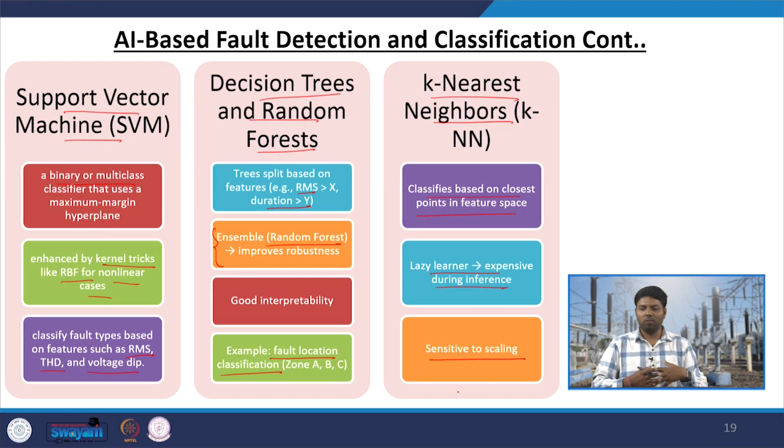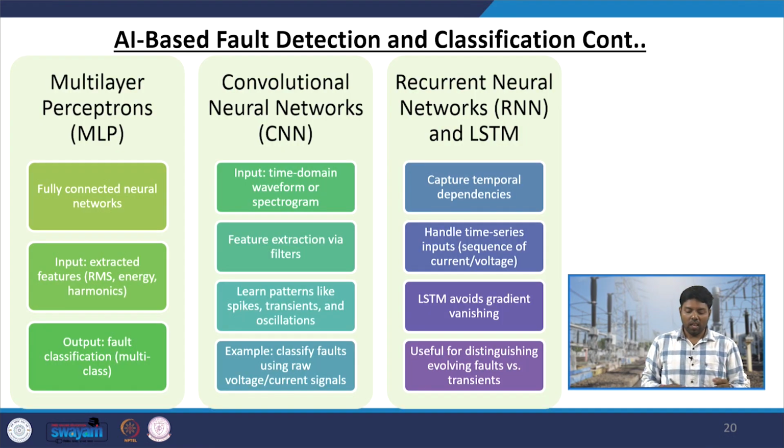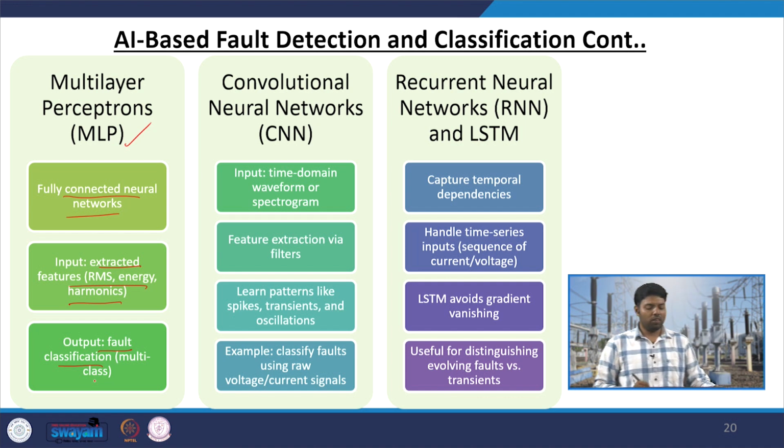So, if you go for very large data, at that time clustering is a difficult process. Then you have multi-layer perceptron, that means artificial neural network, which is a fully connected neural network. You give the features like RMS, energy, harmonics and you will get the fault classifications.